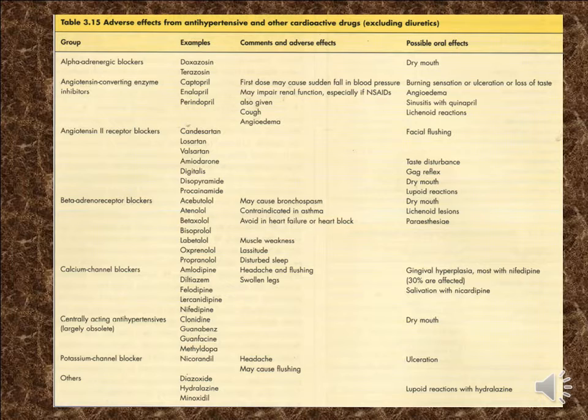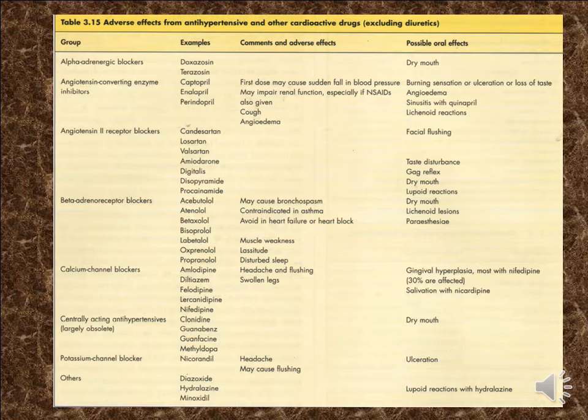Angiotensin 2 receptor blockers, like losartan, have a side effect in the oral cavity of facial flushing. Beta adrenergic blockers like propranolol and atenolol may cause bronchospasm, a contraindication in asthmatic patients. Their oral side effects are dry mouth, lichenoid lesions, and paresthesia.